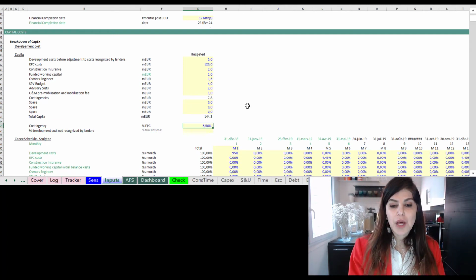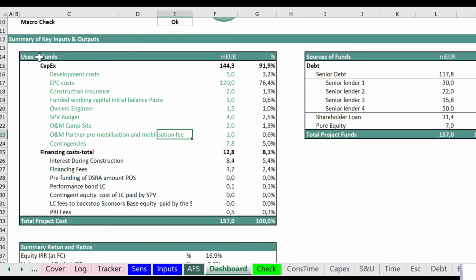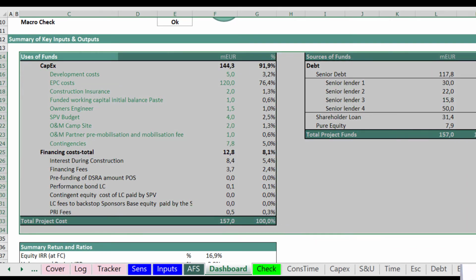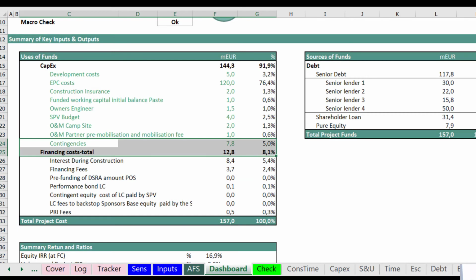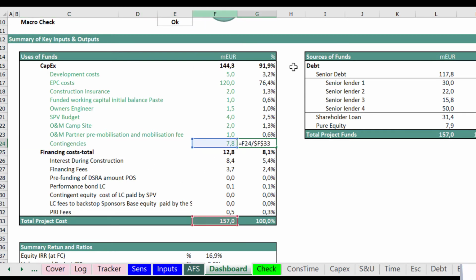So I do my calculations in my capex sheet, and when I come to my dashboard, that's where I present the summary, sources and uses of funds. It's similar to what I showed you in the slides. Anybody who opens the model and comes to the dashboard can simply see in the cost items that there is 5% of total project cost included as contingency. So that 7.8 million that you see here is just for unexpected events, okay?